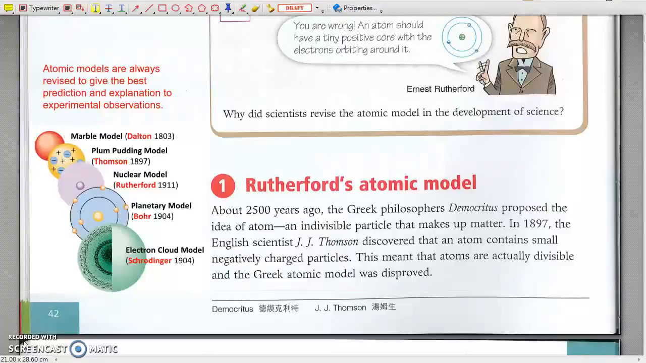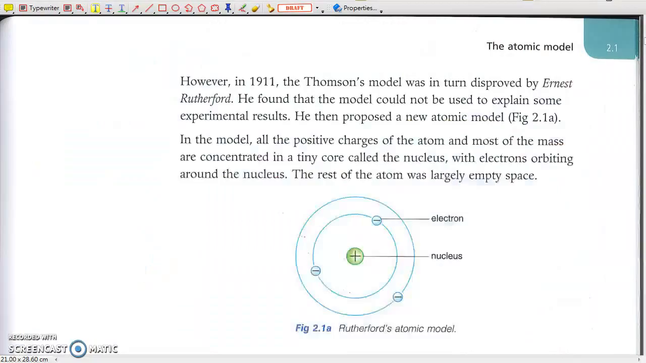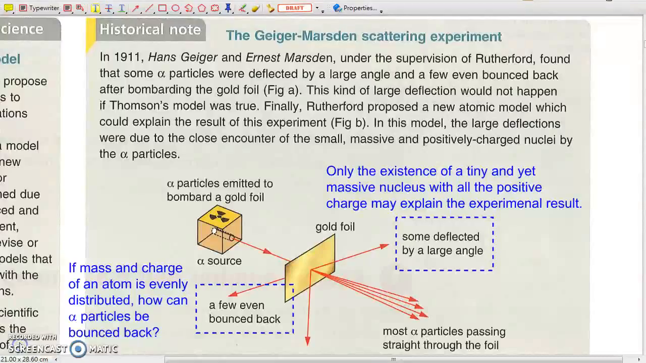1. Rutherford's atomic model. The idea of an invisible atom comes from 2,500 years ago. The electron was discovered only about 100 years ago by J. J. Thomson. Later, Ernest Rutherford proposed a new atomic model with most of the mass concentrated in a tiny nucleus, in order to explain some very surprising observations in the Geiger-Marsden scattering experiment.